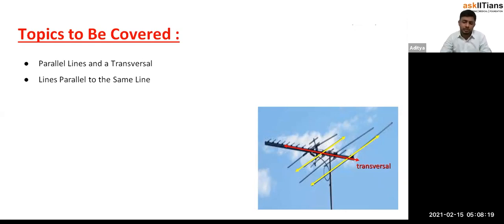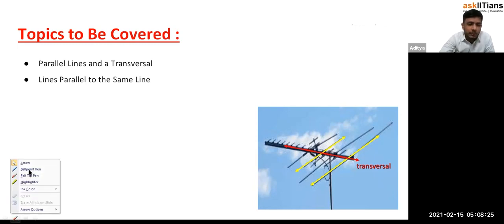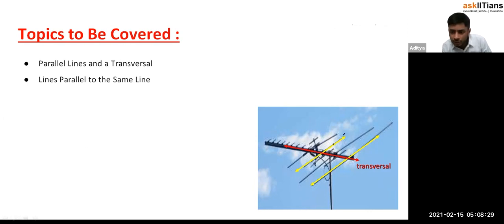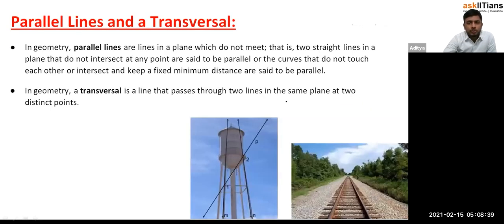Similarly, there might be some other examples as well. A very amazing example is shown here in this diagram, where we are shown that there are two of these parallel antennas, and this third antenna is kind of acting as the transversal. So let us get further into it, what we mean by this.